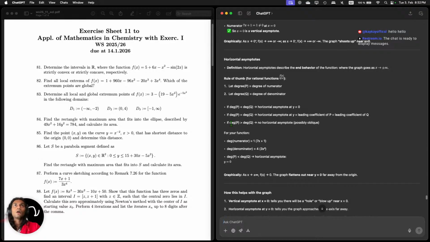So now, if it's no horizontal, possibly oblique. I don't get what you mean by it here.